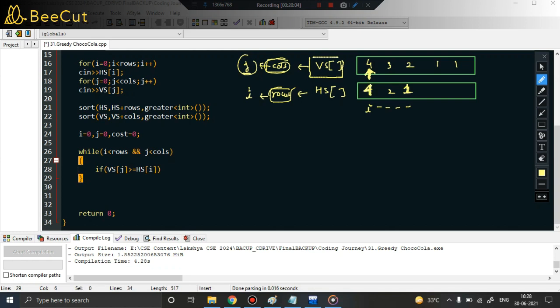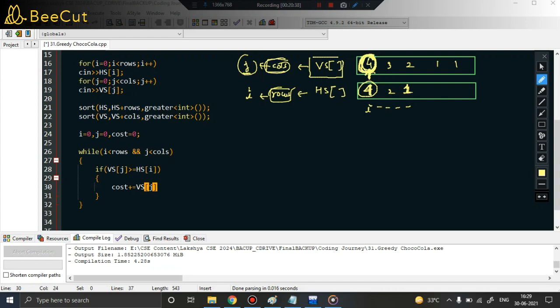what will I do in that case? In that case I will pick up the vertical slide. That means I'll perform a vertical cut. So come inside, and since you are performing a vertical cut, you will first of all say cost plus equal to, what is the cost associated with that particular vertical slide array? VS of j. Because whenever I am comparing these two elements from these two arrays and I see that it is greater than or equal to this element, I'll pick up the element from the VS array.